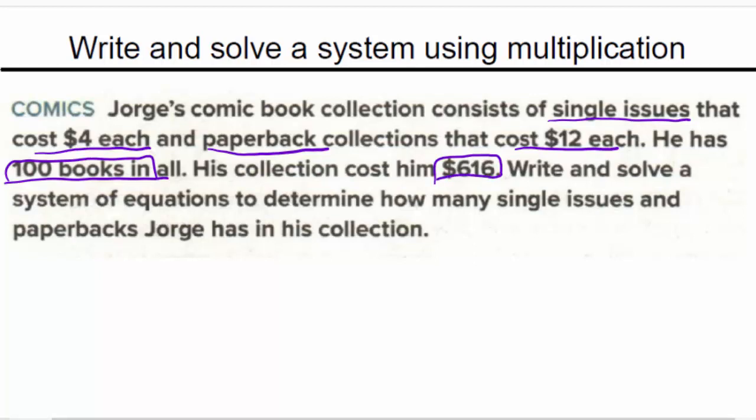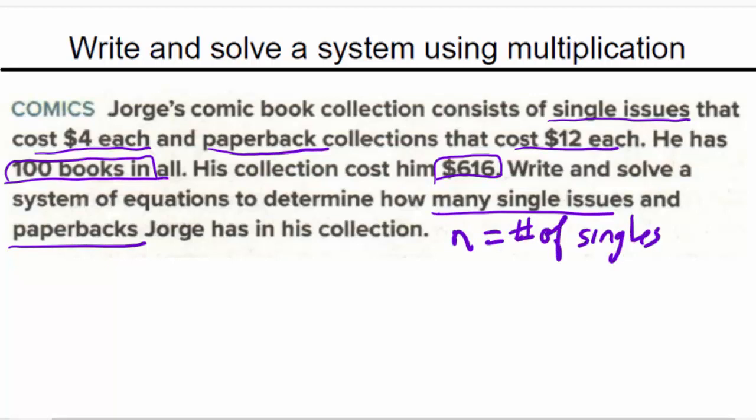They want us to write and solve a system of equations to determine how many singles and how many paperbacks he has in his collection. So I want to identify my variables first. I don't want to use an S for singles, so I'm going to use N to stand for the number of singles in his collection.